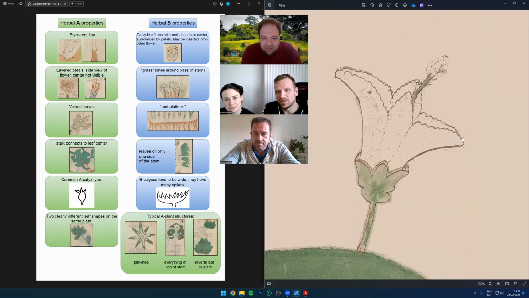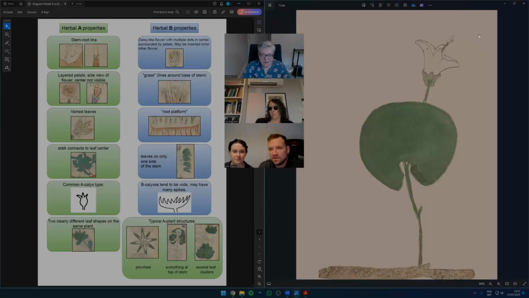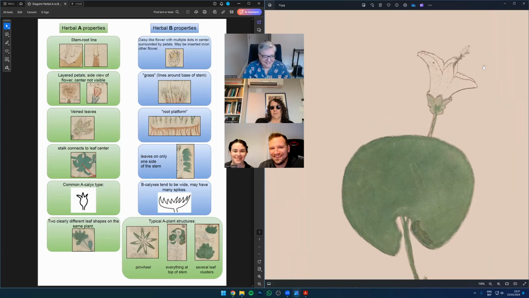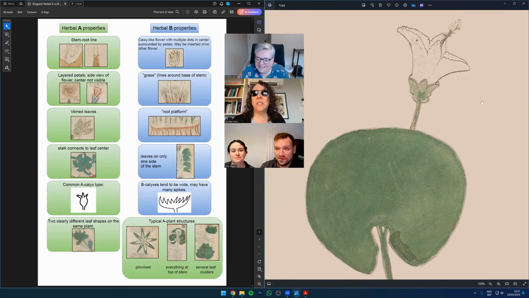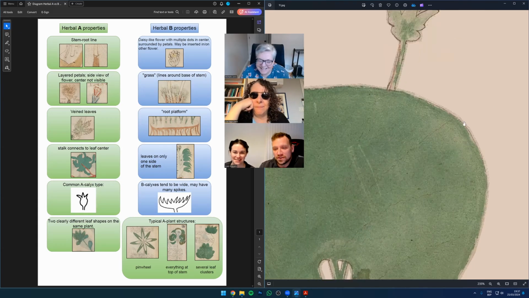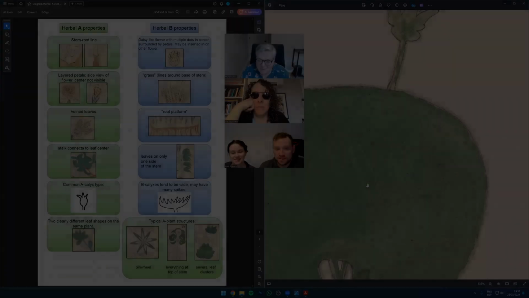And so this is also like an A flower, because you have this side view and you see 2 layers of petals. Well, I recognize that. It's been sculpted. That's our A, right? Yes. Layered petals and a leaf on the calyx side. And it's got hardly visible veins.